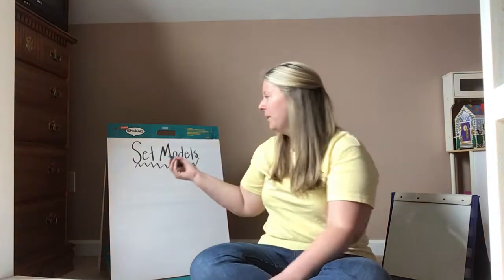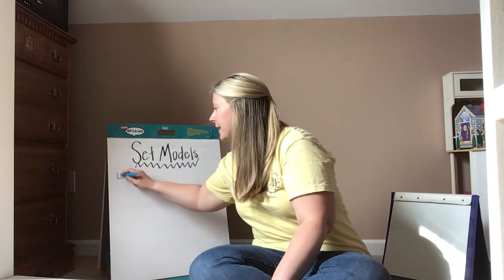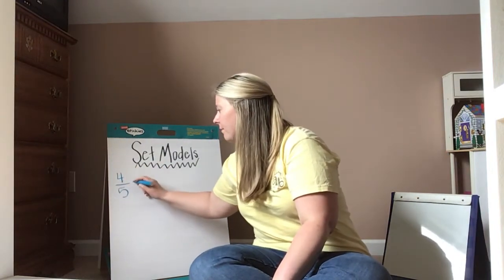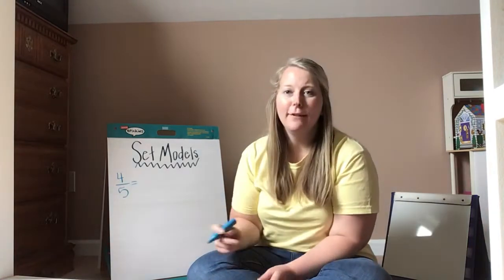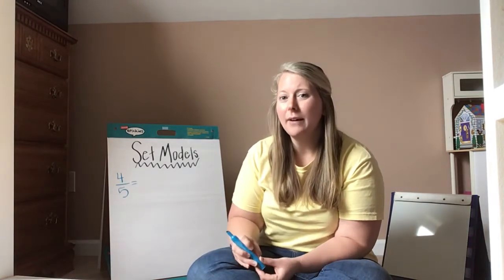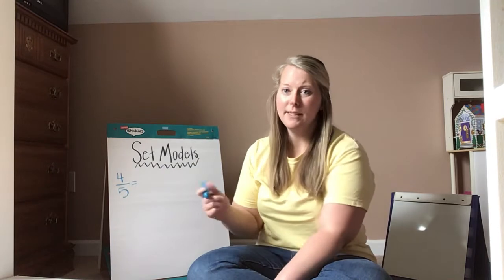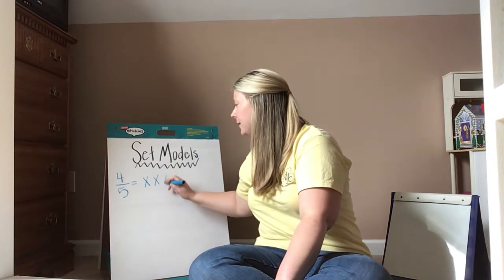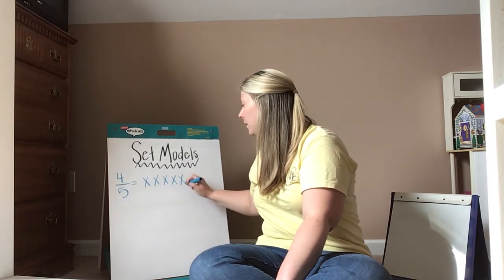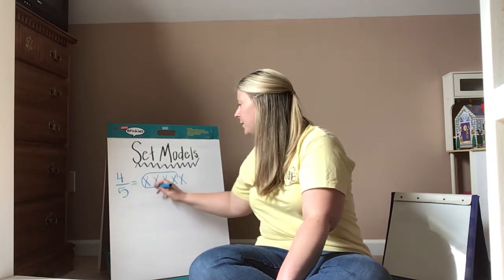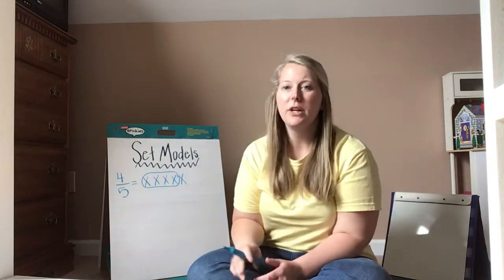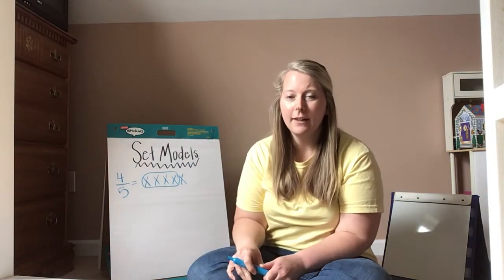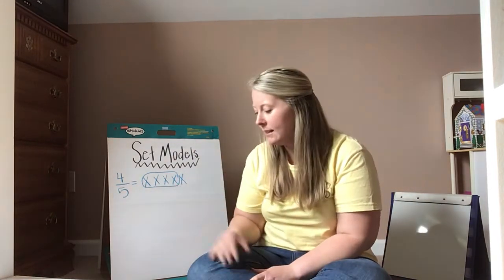So for example, if I had the fraction 4/5, that means that I would have 5 items total, and I would be showing you 4 of them in some way. So I could do 5 x's, and then maybe I circle 4 of them to show you that there are 4 out of 5 x's. So again, a set model is when you're just using a set of items. In this case, it happens to be x's.